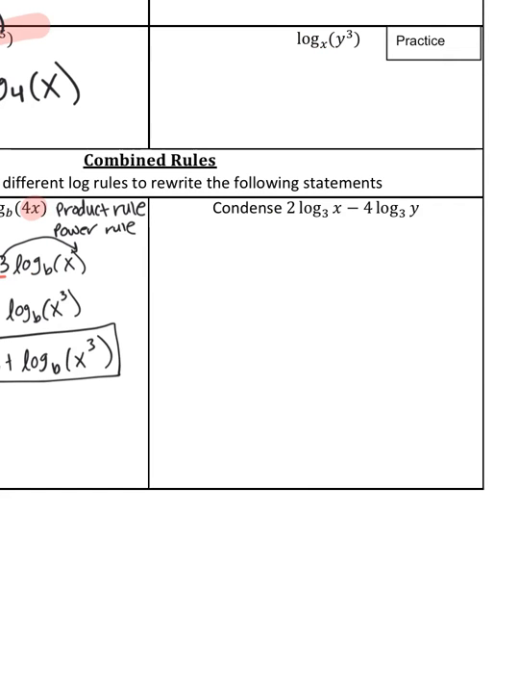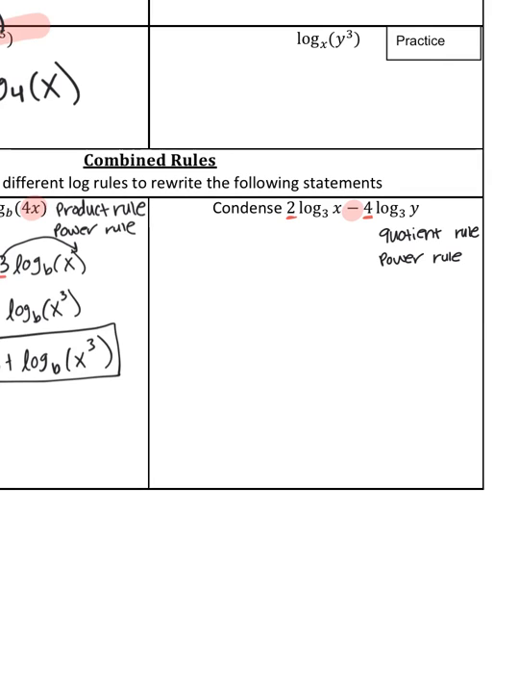The next combined rule, this time we're going to be condensing and the logs are being subtracted. So I'm going to associate subtraction with division. So I know that I'm going to be using the quotient rule, and then I also have the numbers in front of the logs, so I know that I'm going to be using the power rule.